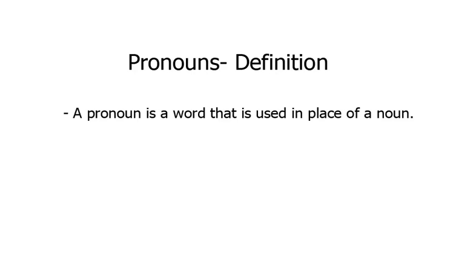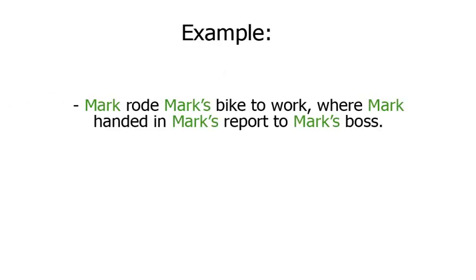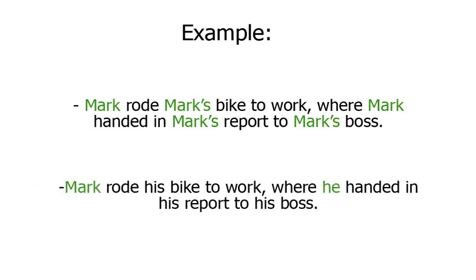A pronoun is a word that is used in the place of a noun. In English, pronouns are generally used to avoid saying the name of something more than once in a sentence, or to group a bunch of things together into one word. For example, instead of saying, Mark rode Mark's bike to work, where Mark handed in Mark's report to Mark's boss, which is just all kinds of confusing. I mean, how many Marks are there? We might instead say something like, Mark took his bike to work, where he handed in his report to his boss.